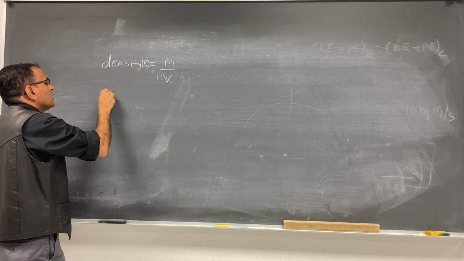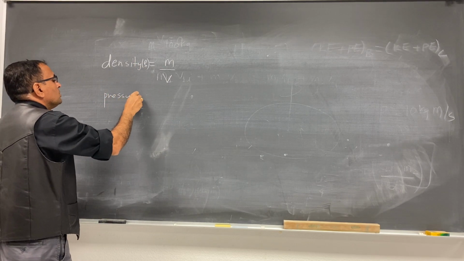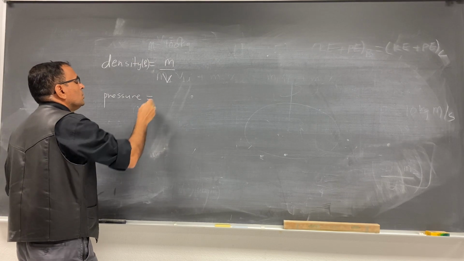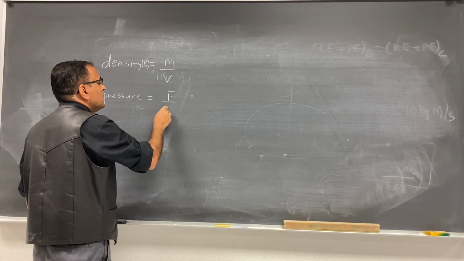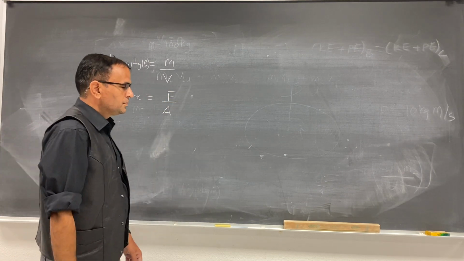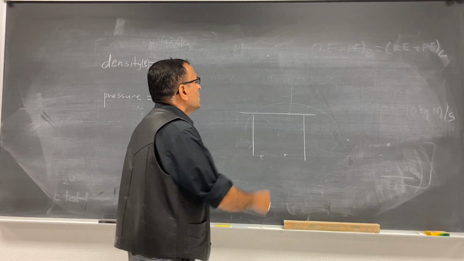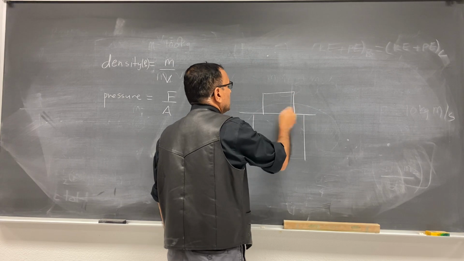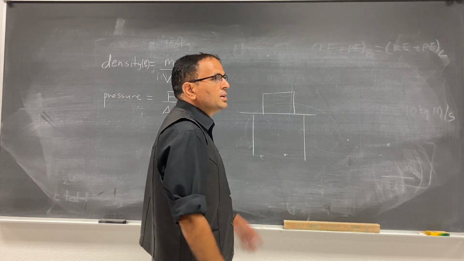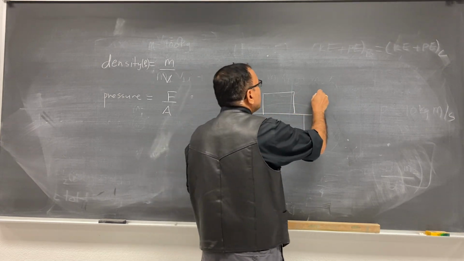And there is another term, pressure. What is pressure? Force per unit area. For example, let us suppose you have a table and there is one object, this object. This object's mass is, let's say, 5 kg.